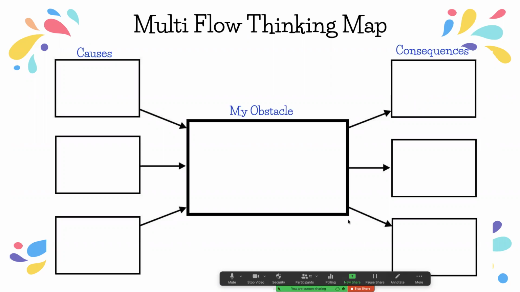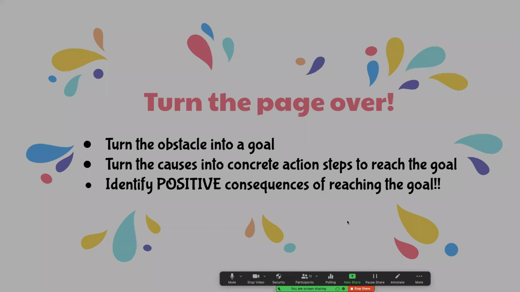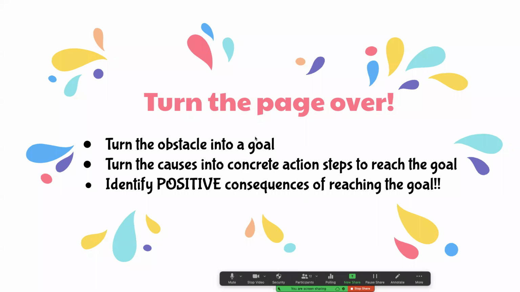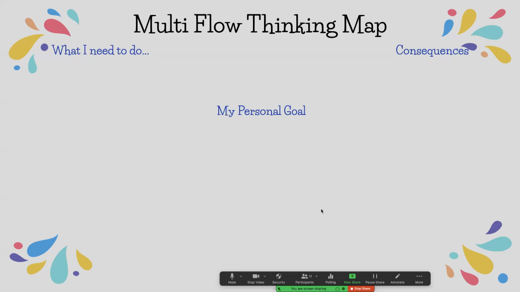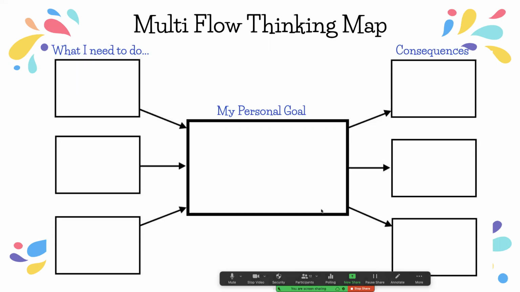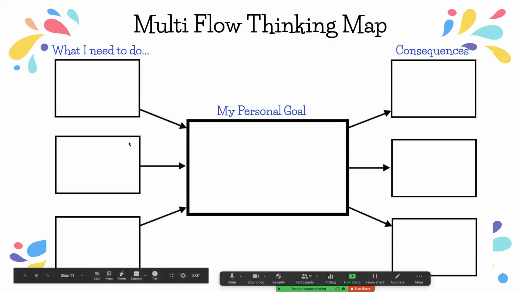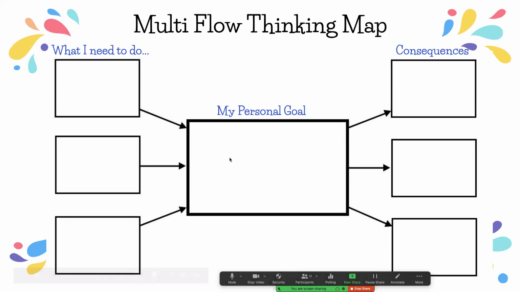But to go from having an obstacle to having a goal, all we need to do is flip this page over, just turn it over. Right? So we're going to turn that obstacle into a goal. We're going to turn those causes of that obstacle into concrete action steps to shift away from them. And then on the flip side of that goal, we're going to identify the positive consequences of reaching that goal and sort of shift that narrative of what we think about consequences. So we go from causes of an obstacle to things I need to do. And instead of an obstacle, we're going to see that as a growth possibility instead of goal. And then we're going to see those positive outcomes from doing the actions that we've set out for ourselves.